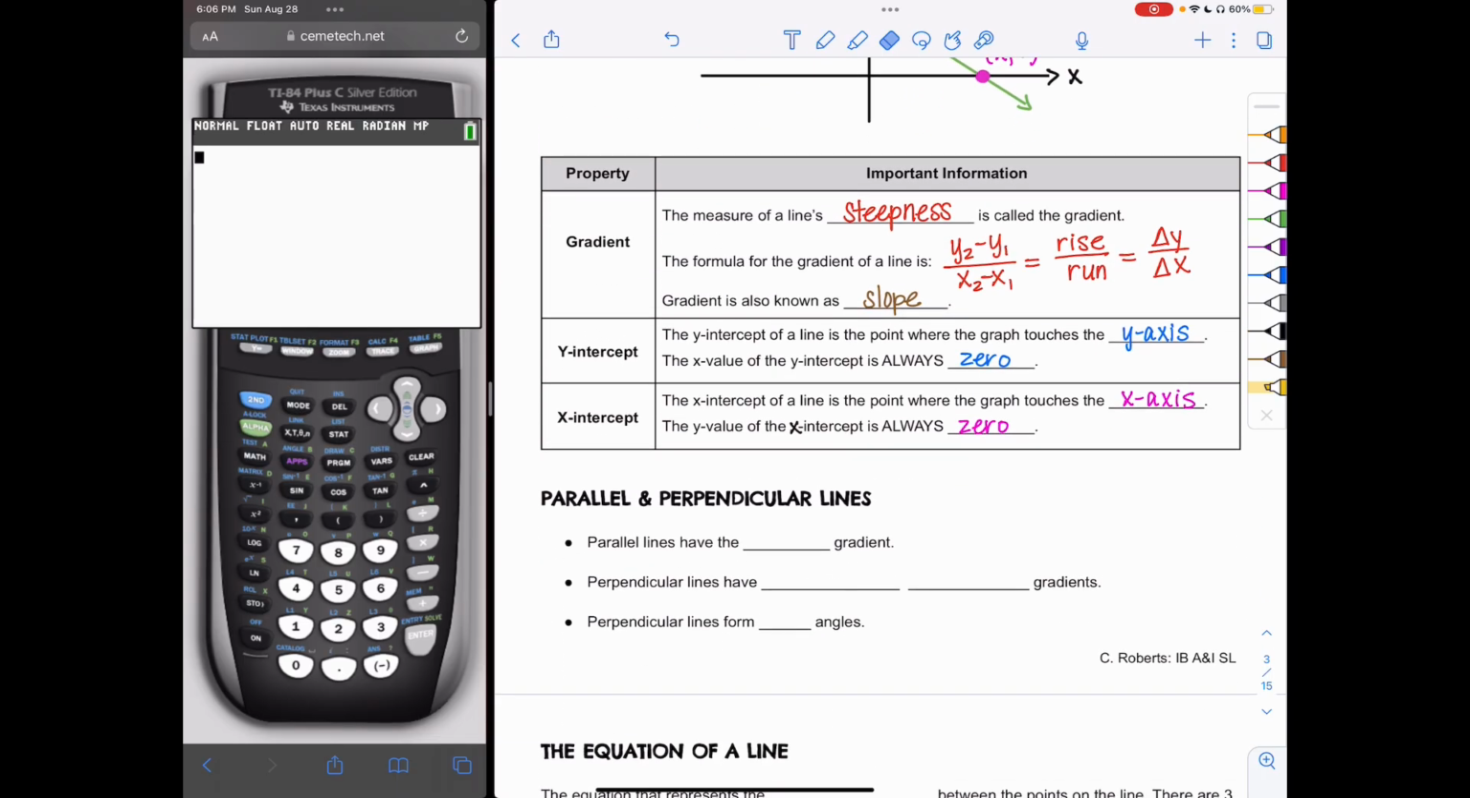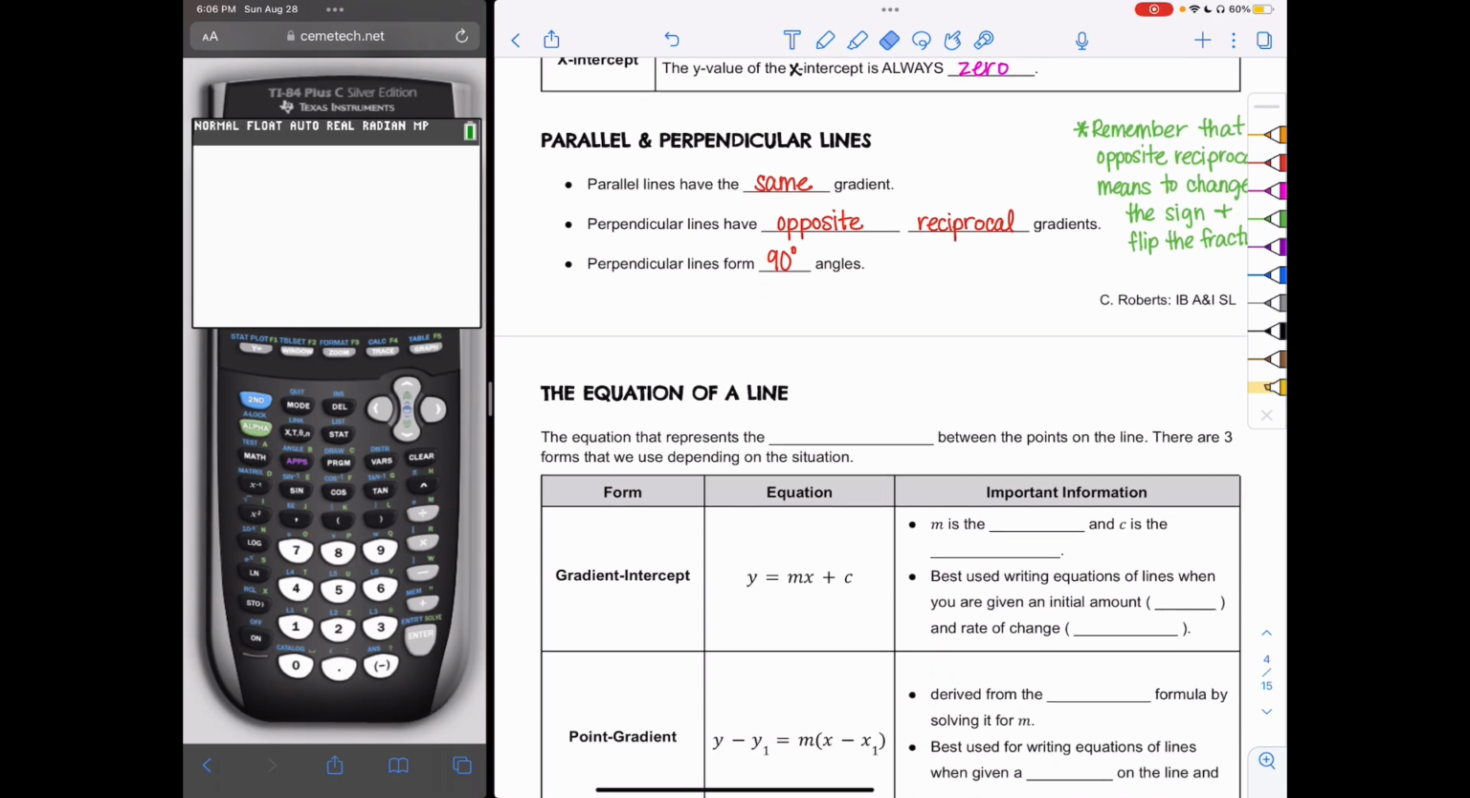So now let's talk about parallel and perpendicular lines. Parallel lines have the same gradient or the same slope. Perpendicular lines have opposite reciprocal gradients. And remember that the words opposite reciprocal mean to change the sign and flip the fraction. For example, if I have a line that has a slope of positive 3/4, or 3 over 4, the perpendicular line to that line will end up being negative 4 over 3. You also should remember that perpendicular lines form 90-degree angles or right angles.